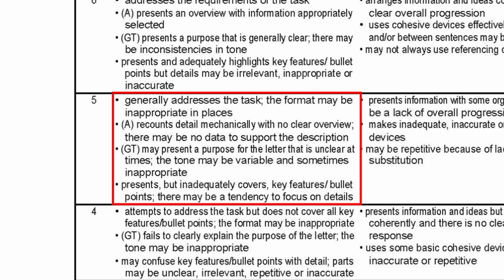So what is a candidate doing who's hitting 5 bands? Task achievement: generally addresses the task, the format may be inappropriate in places. An academic candidate recounts detail mechanically with no clear overview. There may be no data to support the description. In general task, may present a purpose for the letter that is unclear at times, the tone may be variable and sometimes inappropriate. So there you go. If you memorize things and go and write that, they will know that this is mechanical, and that is how you get 5.5 bands.